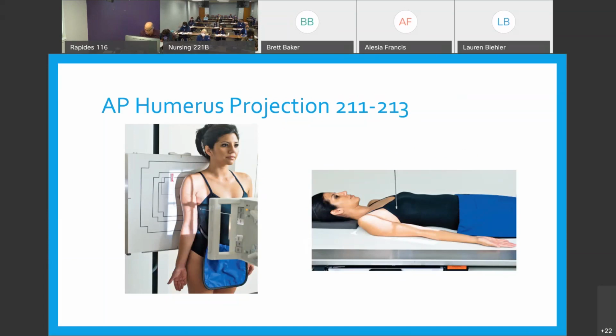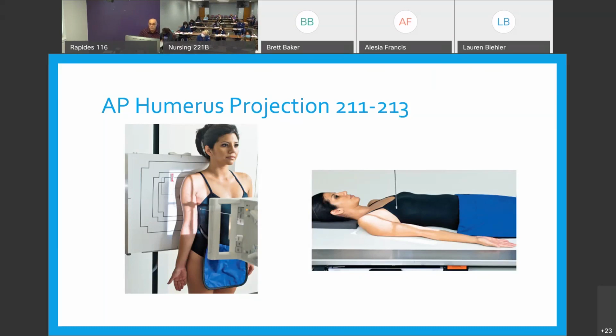And I think that's actually on page 211 and 213. They have the recumbent. All right. Any questions? That's the AP. Epicondyles will be parallel. We're going to make sure we're including joints, the shoulder joint and the elbow joint. So the central ray will be at the mid shaft of the long bone of the humerus, right?